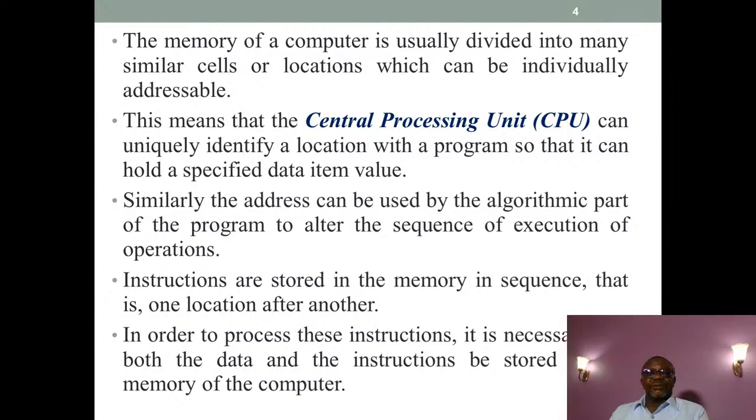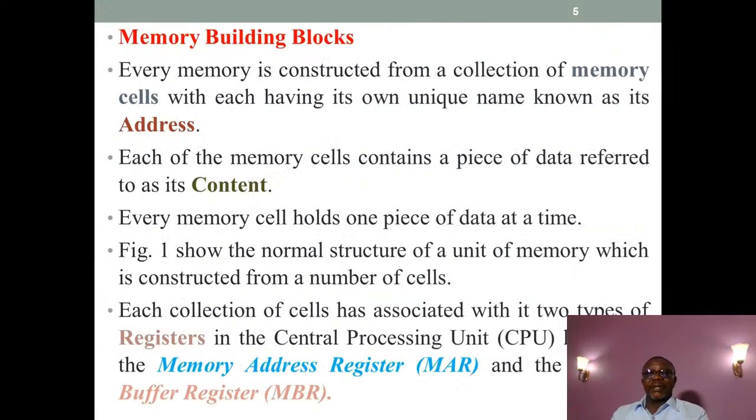Instructions are stored in sequence, like we said. That is, the first location will come before the next one. As we go on, we will see whether these instructions are accessed sequentially or whether it is possible to access any one you want at a time. Before we finish the lecture, we'll be able to see that. In order to process these instructions, it is necessary that both the data and the instructions be stored in the memory of the computer. You can see why it's very necessary to know much about the memory systems.